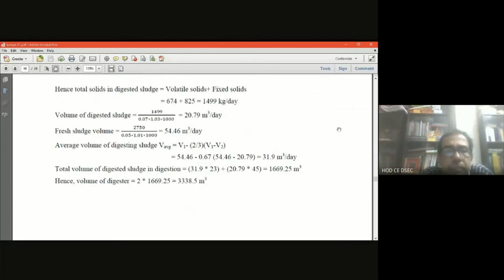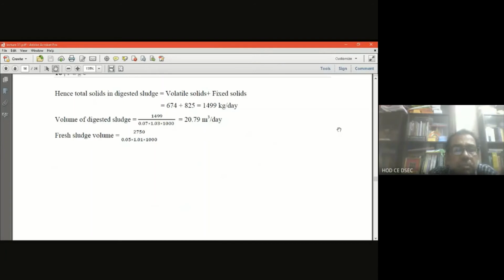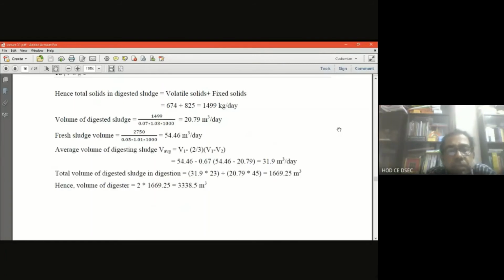How to determine the volume of the digester simply by using the formula V average equals V1 minus 2/3 into (V1 minus V2). You have to memorize this formula for finding the average volume of digesting sludge. The rest of the things are simply mathematical expressions, the density, weight, volume ratio, and the day multiplication with the per day mass of the sludge, which is a very simple calculation. The only thing you have to memorize is how to calculate V average, that is the average volume of digesting sludge.